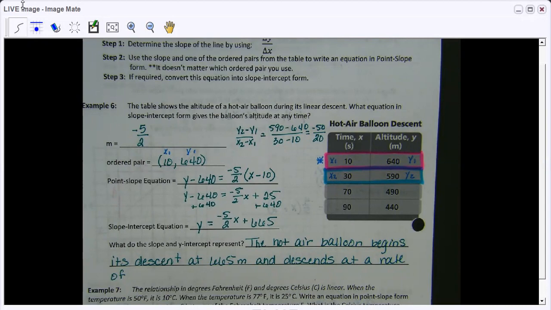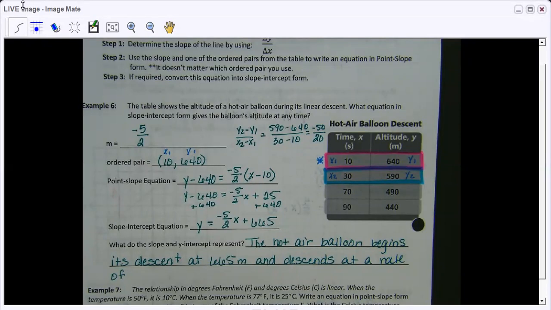And that is how you would describe the y-intercept and the slope. I think earlier I said that the slope represented the time. It represents the decrease of altitude per second. That's what it is. Okay, let's go to the last one for these notes.